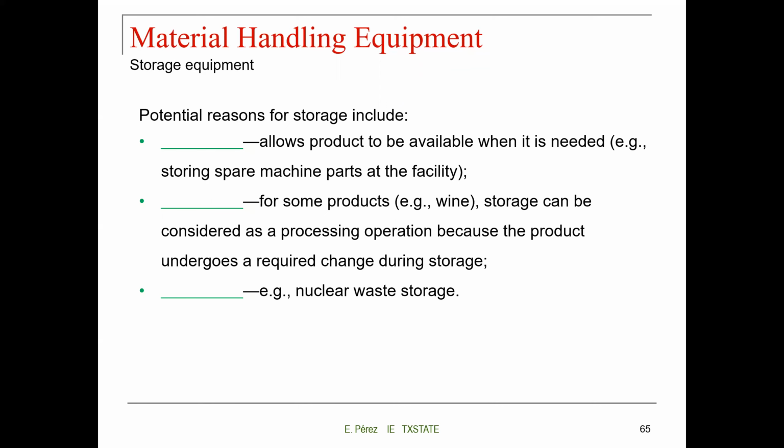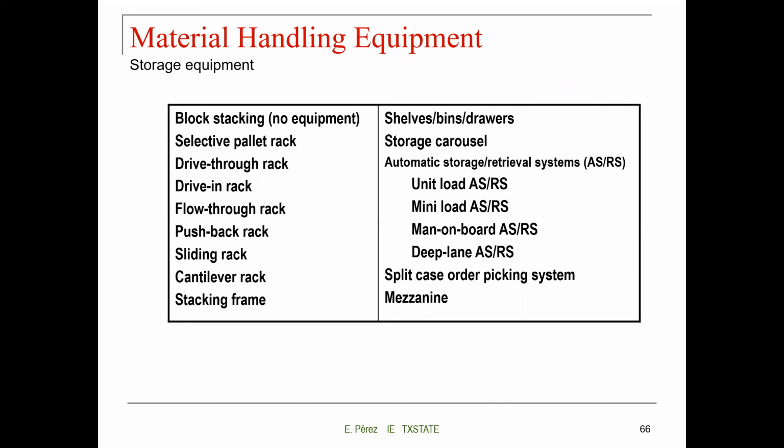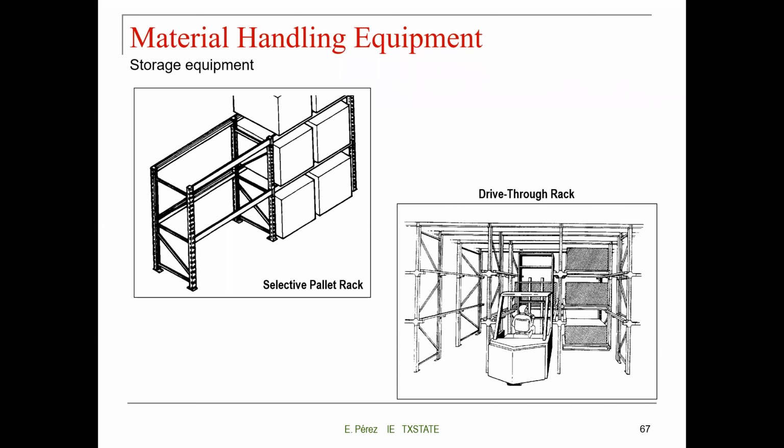Storage equipment. Potential reasons for storage include time bridging, to allow product to be available when it's needed. Processing: for some products, for example wine, storage can be considered a processing operation because the product undergoes a required change during the storage. And then security, for example, nuclear waste storage. Here's some storage equipment. Now we're going to look at some of the examples.